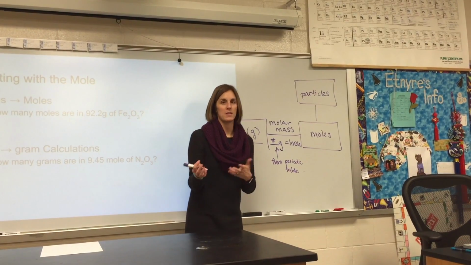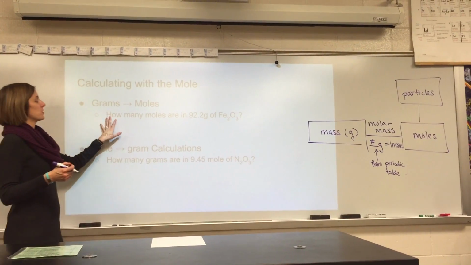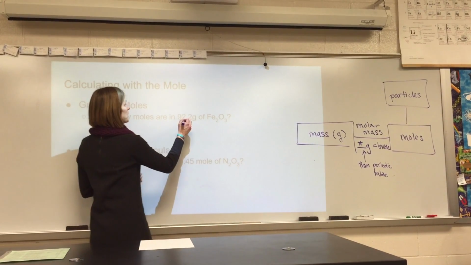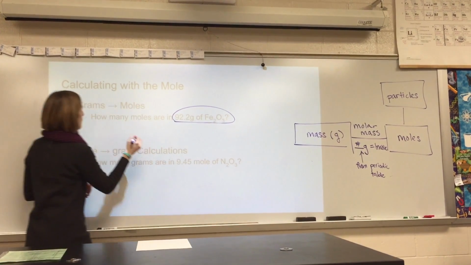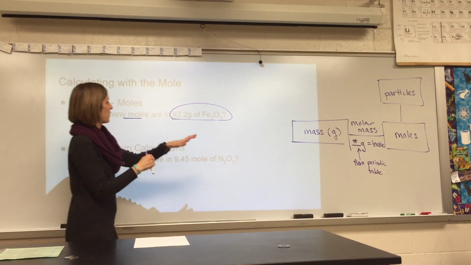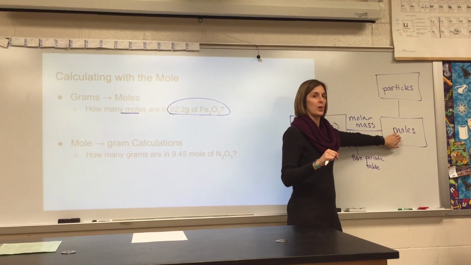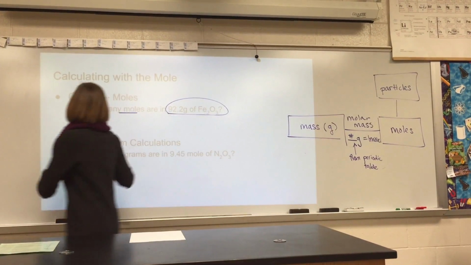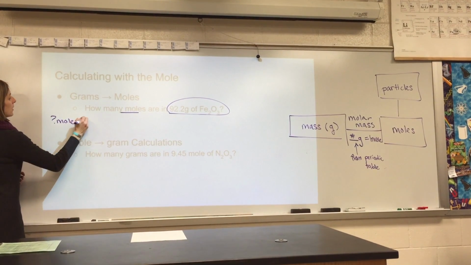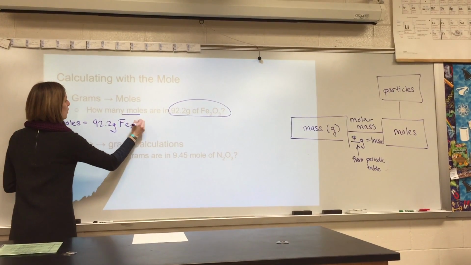So what would a problem like this look like? If we come over here, we might be given the problem, how many moles are in 92.2 grams of iron 3 oxide? So this would be the amount I had to start with, and I want to figure out how many moles of that substance I have. So if I'm looking at my mole map over there, I'm starting at mass, and I'm going to moles, so I should end with the unit moles when I'm done with my calculation. So I want to set it up like a question. So how many moles are equal to 92.2 grams of Fe2O3?